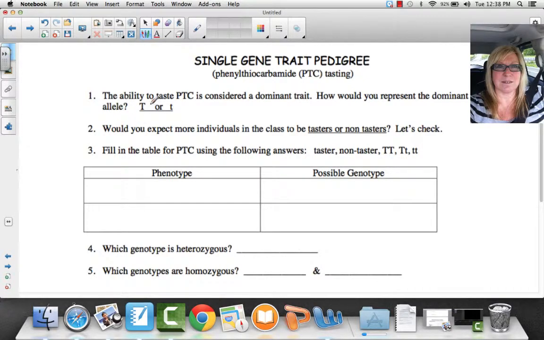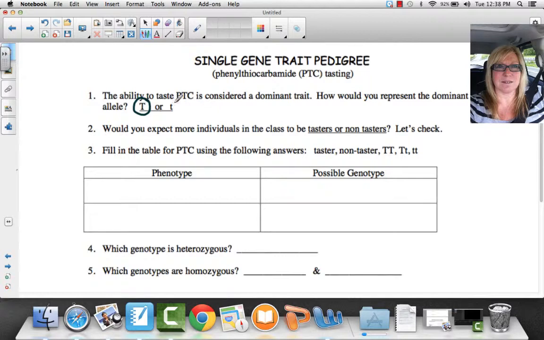So to talk about a single gene trait pedigree, we are going to use phenylthiocarbamide, or PTC tasting. And the ability to taste PTC is considered a dominant trait. So how would you represent the dominant trait? If it's dominant, would it be big T or little t? Well, hopefully you said big T.